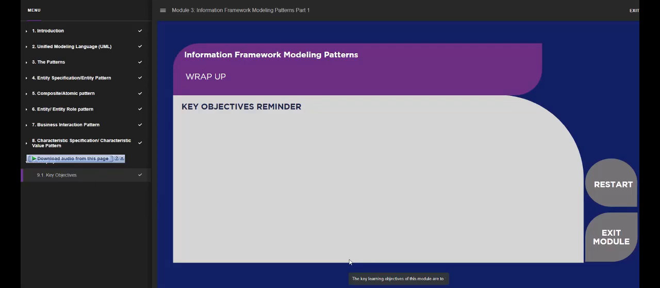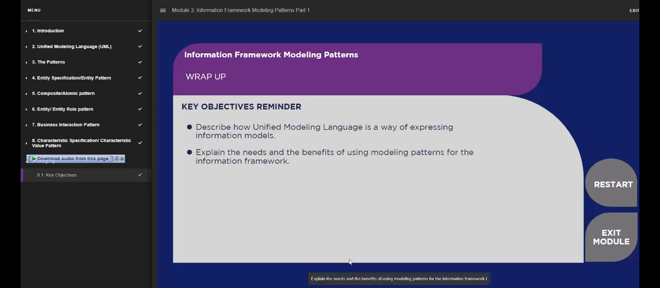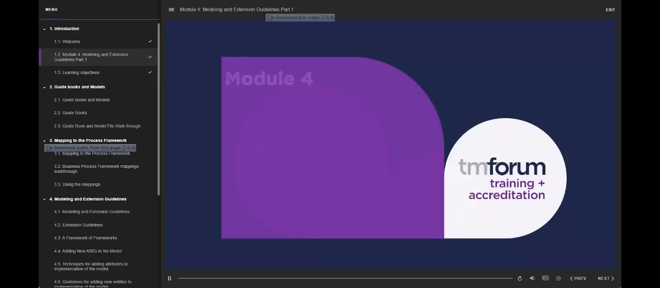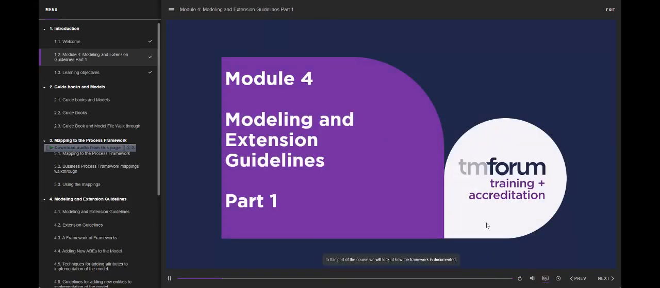The key learning objectives of this module are to describe how Unified Modeling Language is a way of expressing information models, explain the needs and the benefits of using modeling patterns for the information framework, and state the differing modeling patterns that have been used to develop the framework's model. In this part of the course, we'll look at how the framework is documented, the framework's relationship to the business process framework, and modelling extension guidelines. Then you'll see a case study that shows the application of the guidelines, and then you'll have an opportunity to test your knowledge by taking a quiz and completing an exercise.